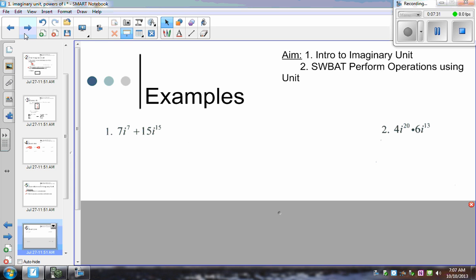To show you our examples, here are two of them, and you can try the remainder on your own. We have 7i to the 7th plus 15i to the 15th. What we're going to do is break this up into its two parts. We can calculate 7i to the 7th because we want to take care of that power of i and simplify it into one of its four possibilities. We're going to do the same thing to 15i to the 15th and then add whatever remains using our basic rules for algebra and arithmetic.